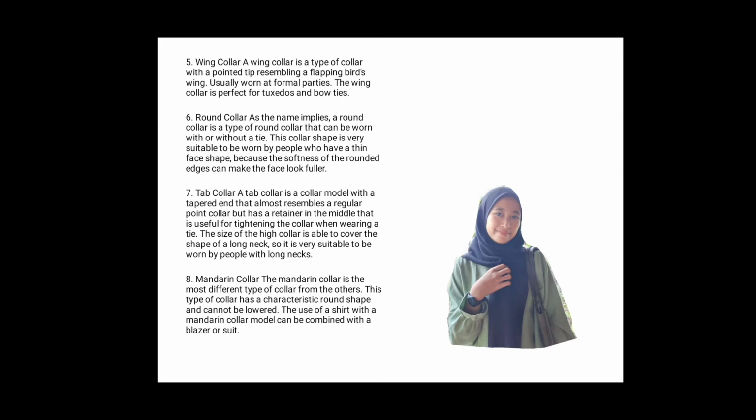And the seventh, tab collar. A tab collar is a collar model with tapered tips that almost resembles a regular point collar that has a retainer in the middle that is useful for tightening the collar when wearing a tie. The size of the high collar is able to cover the shape of a long neck, so it's very suitable to be worn by people with long necks.